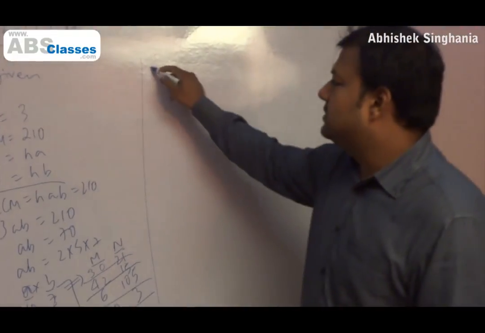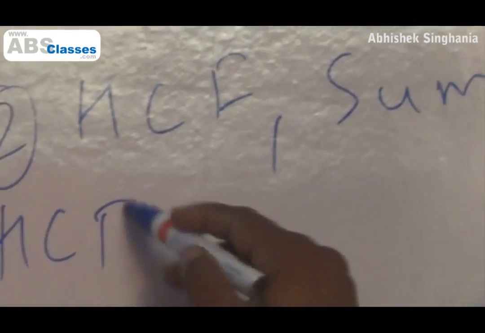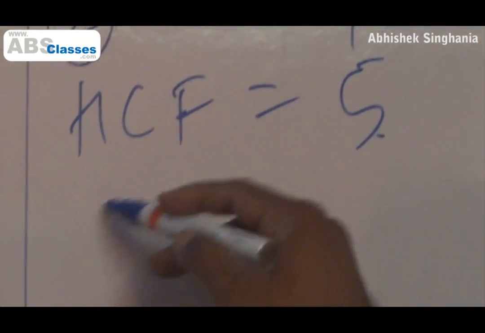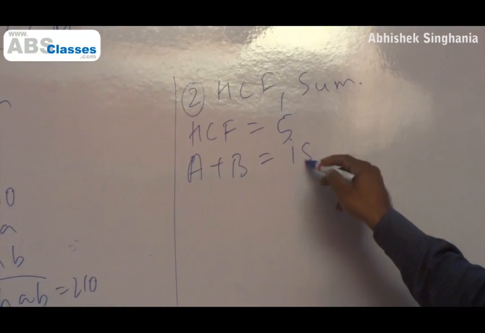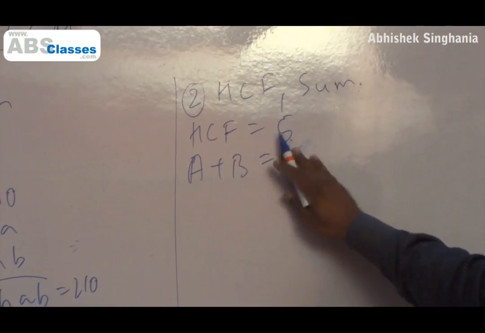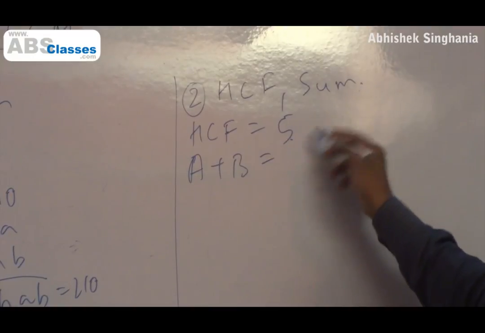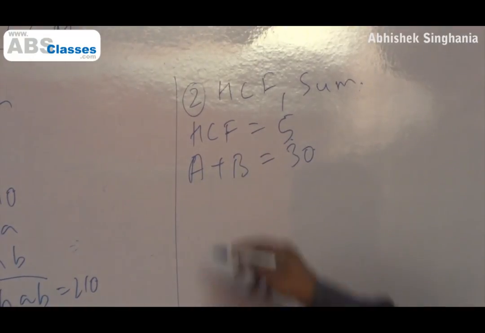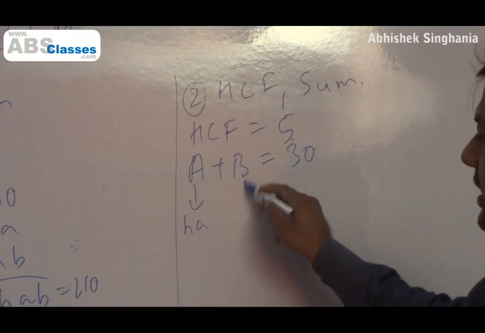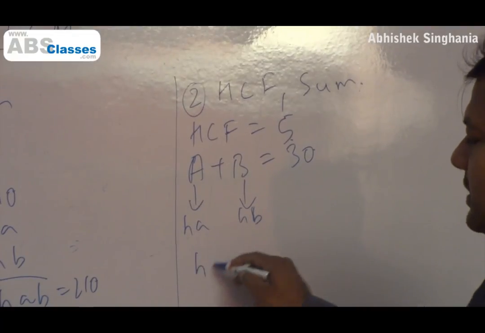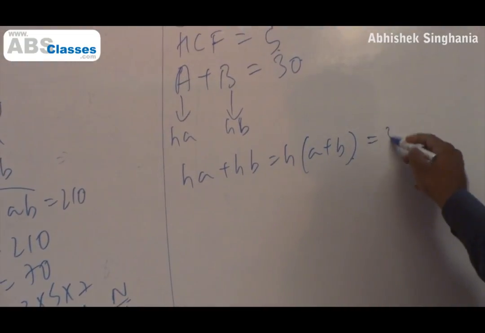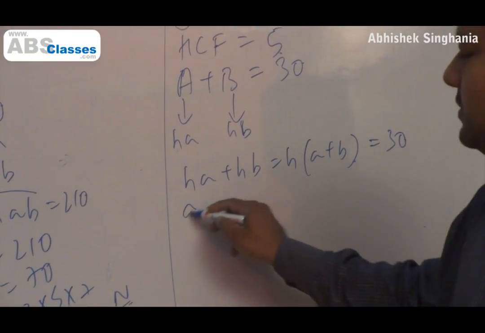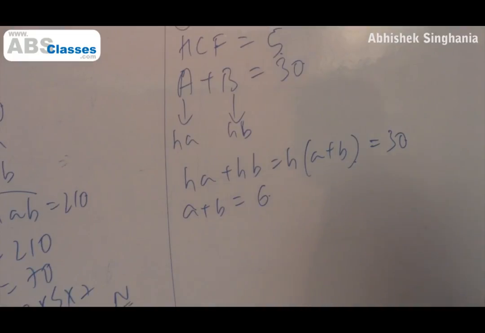A variant of this is where the HCF is given and the sum is given. So it's given that the HCF is say 5 and the sum of the two numbers is say 30. Now the numbers can be written as HA and HB. So the sum will be HA plus HB, which is equal to H into (A plus B), which is equal to 30. Now we know H is 5, so A plus B is equal to 6.